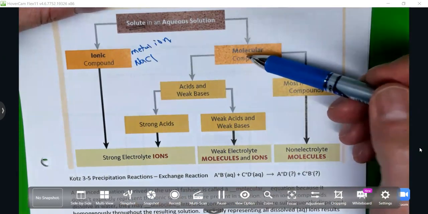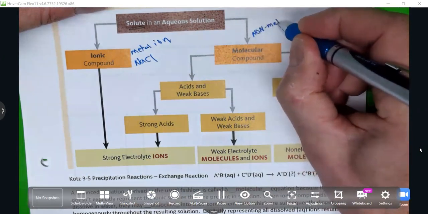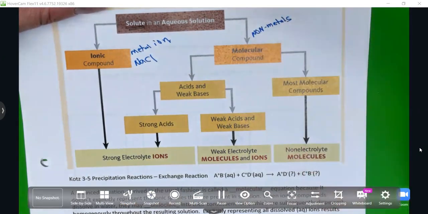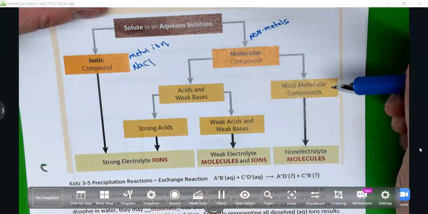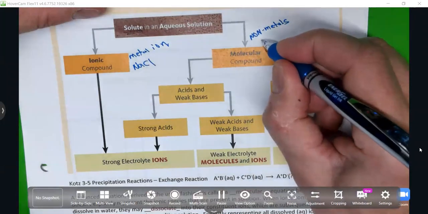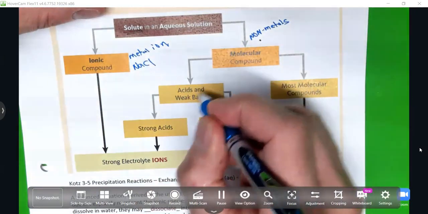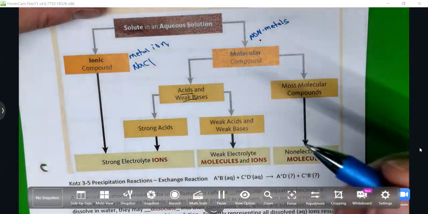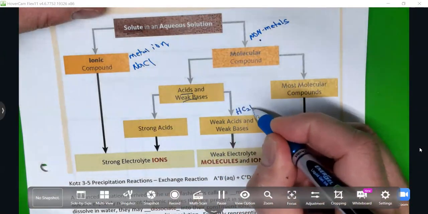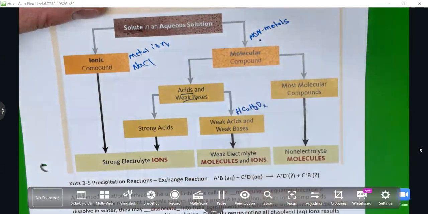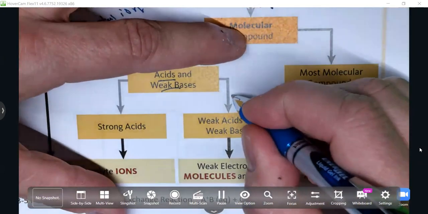If you have a molecular compound, just think of this as non-metals is the best way to think of it. You've got non-metals that make up the compound, not starting with a metal ion. So you could have this. Well, actually, I'm going to put it down here. You can have weak acids and weak bases. So for a weak acid, that or this is the same thing.